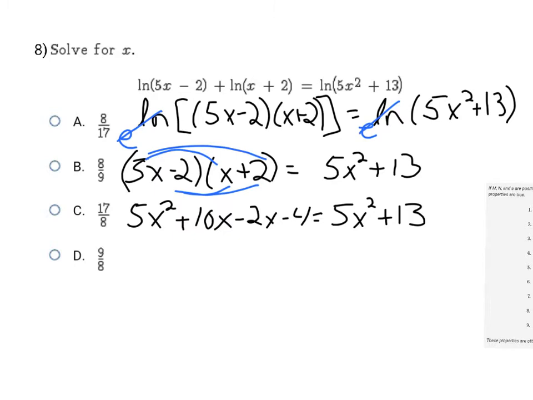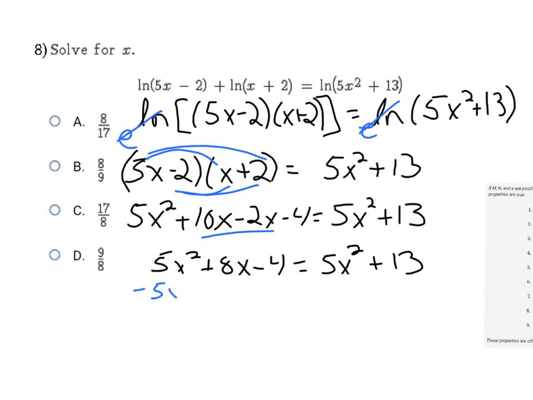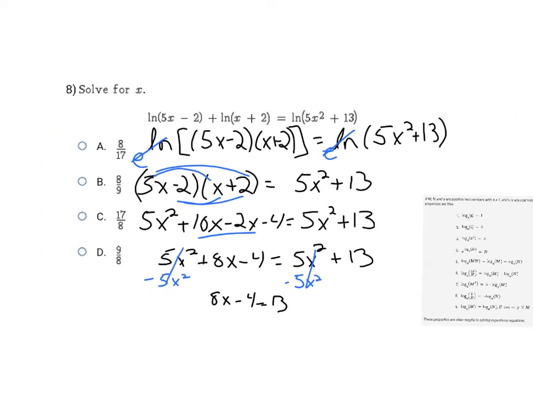Then the next thing I'm going to do is combine like terms. So I'm going to combine like terms on the same side first. So I'm going to combine those x terms. 10x minus 2x is 8x. Minus 4 is 5x squared plus 13. And then I'm going to combine like terms on opposite sides. So I'm going to subtract 5x squared from both sides, and that actually causes them to cancel out on both sides. And I'm just left with 8x minus 4 equals 13, which is a pretty easy equation to solve at this point.